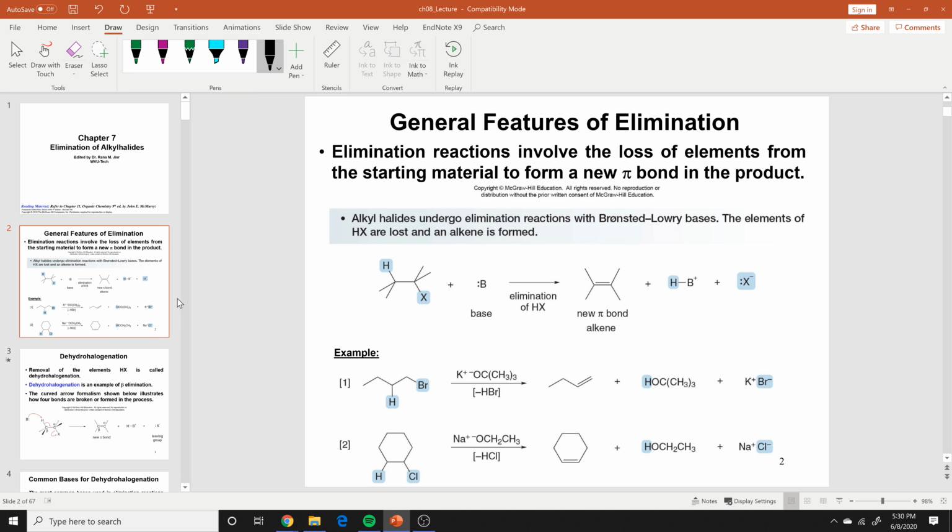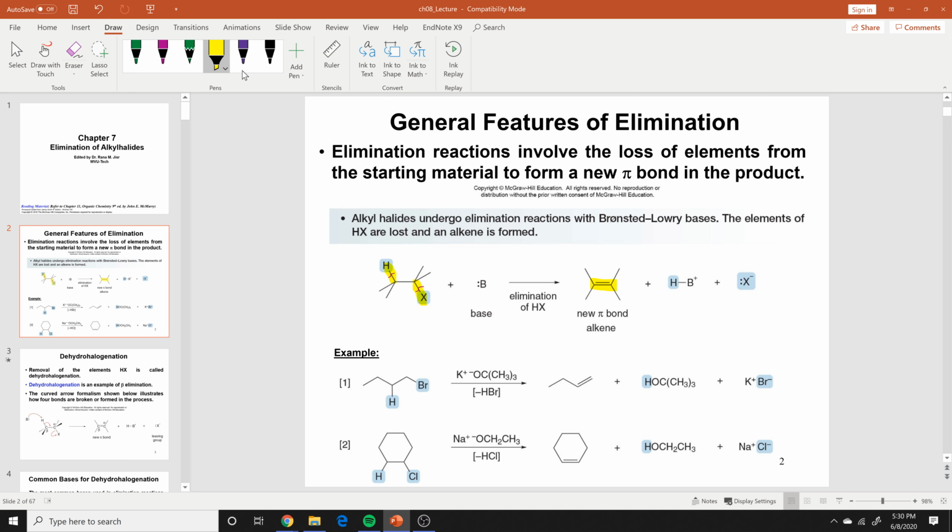So with elimination, you are breaking two sigma bonds. So both sigma bonds are broken. This is the rule for elimination. You search for two sigma bonds, you break those two sigma bonds, and when you break the two sigma bonds, basically you're gonna form a pi bond.